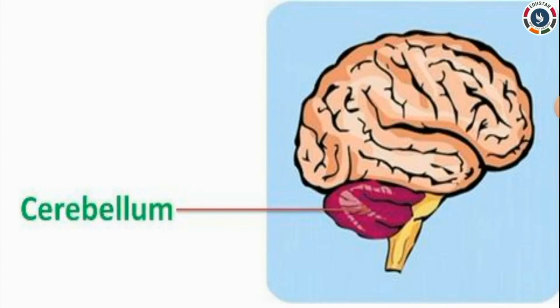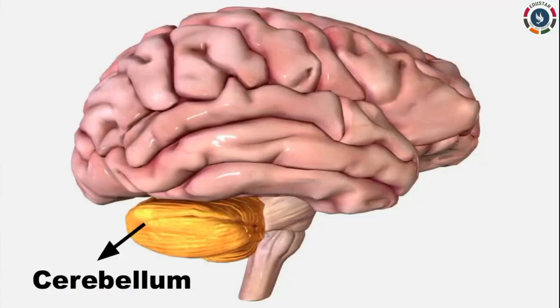The next part of the brain is the cerebellum. The cerebellum is the second largest part of the brain. It is the major feature of the hindbrain of all vertebrates, although usually smaller than the cerebrum. The cerebrum is the largest part of the brain, and the next largest part is the cerebellum. That means the cerebellum is smaller than the cerebrum.